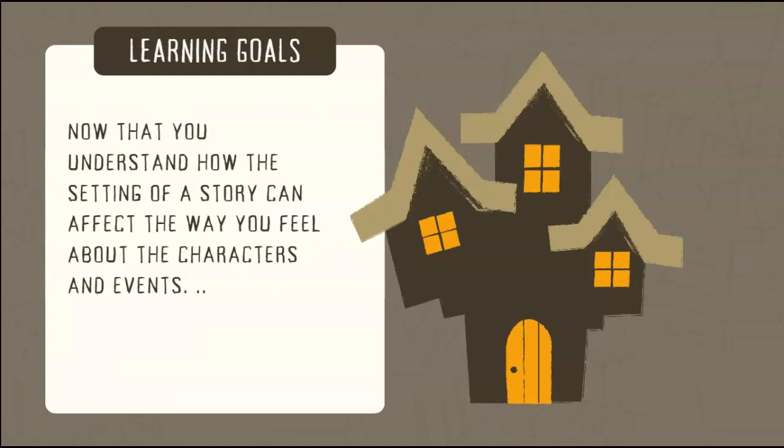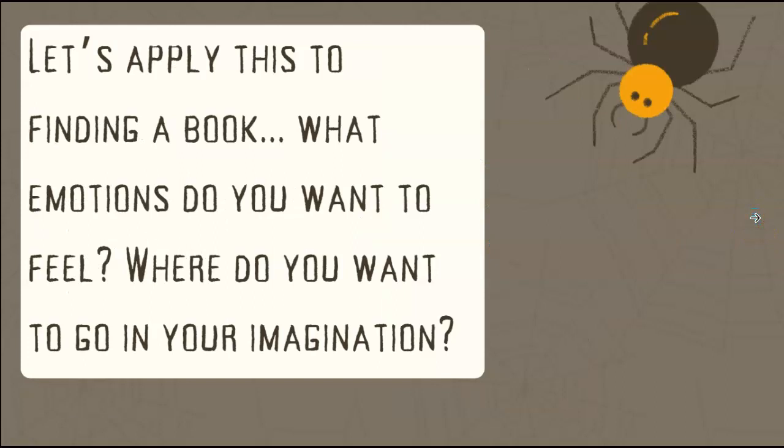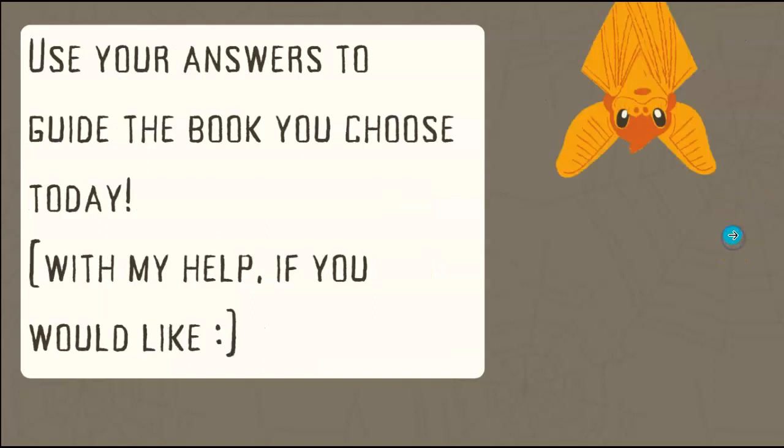Now that you understand how the setting of a story can actually affect the way that you, the reader, feel about the characters and events, let's apply this to finding a book. What emotions do you want to feel when you read? Where do you want to go in your imagination? Use your answers to guide the book you choose today. Use your answers to guide even where you go look. Do you look in the horror? Do you look in the adventure? Do you look in the everyday life? Obviously, if you would like my help with finding a book with a certain type of setting, I'm here to do that for you. And so is Mrs. Evans.